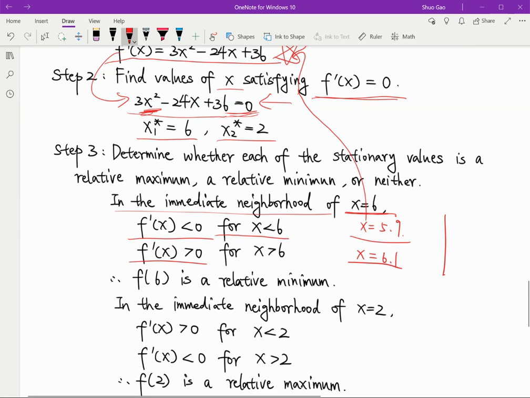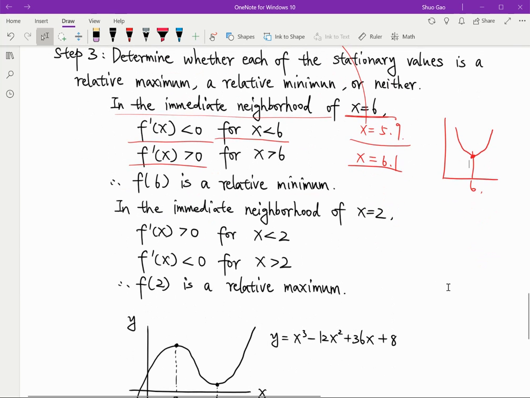So to the left of 6, the slope is a negative number, so it's a downward sloping curve, right? To the right of 6, the slope becomes positive. So this is an increasing function again. So that means that x equals 6 is a relative minimum, right?